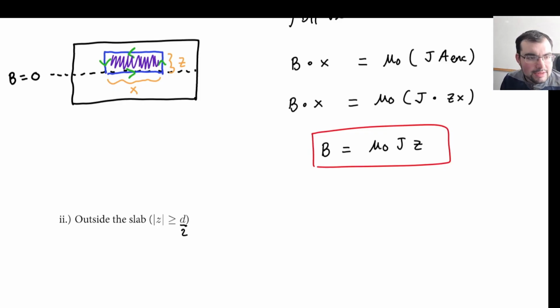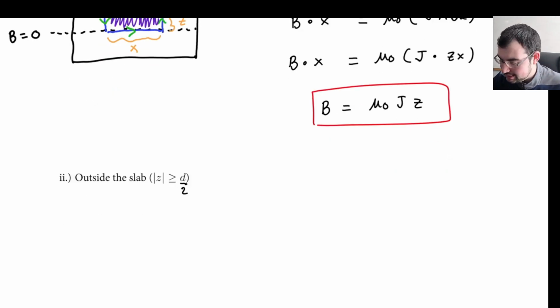This should make sense because as you move up from the midpoint, you're enclosing more current, so we should get more B field. And we know that in our problems with uniform current density, we expect a linearly increasing B field in the inside region. All right, drop my pen.